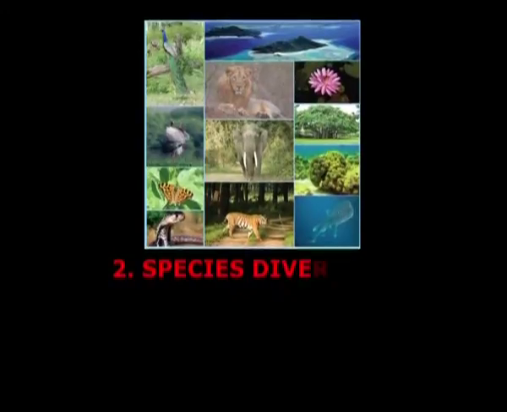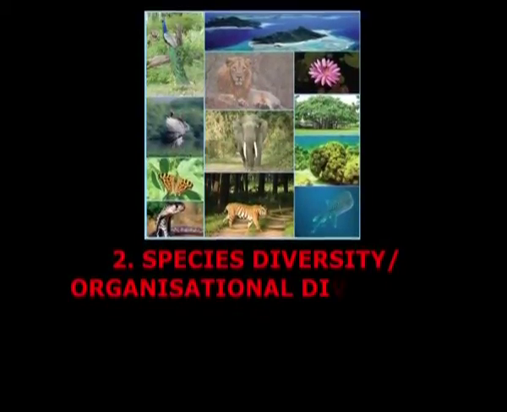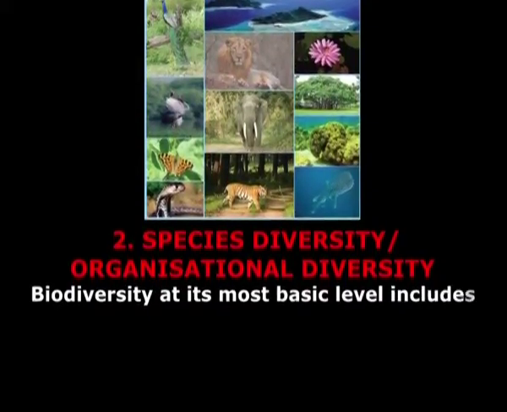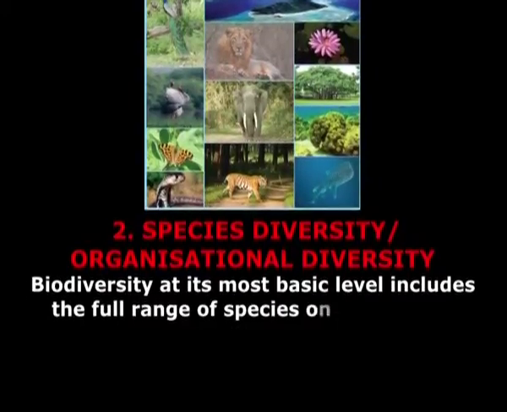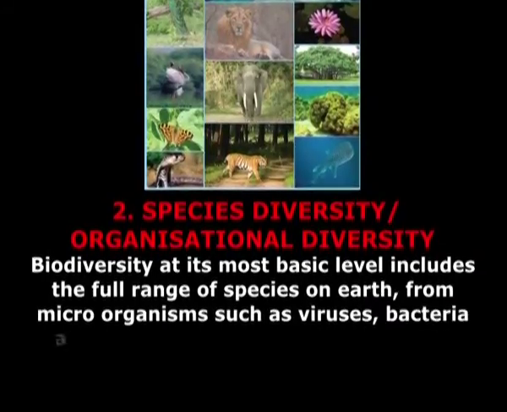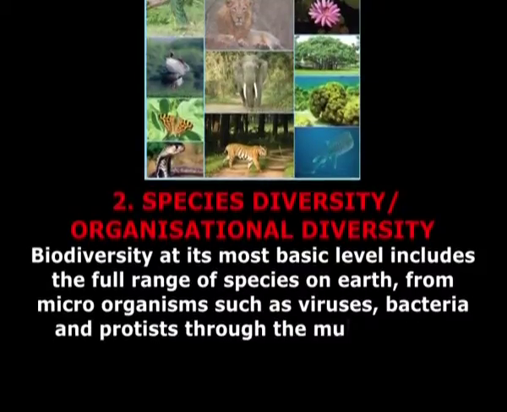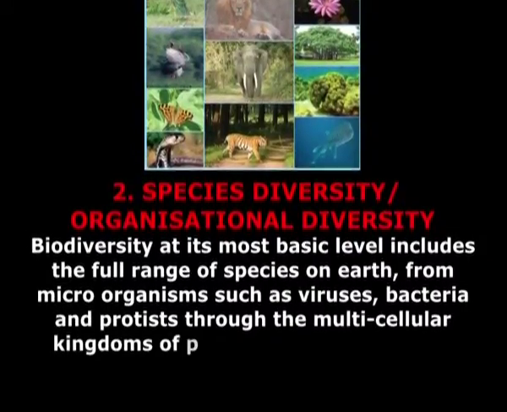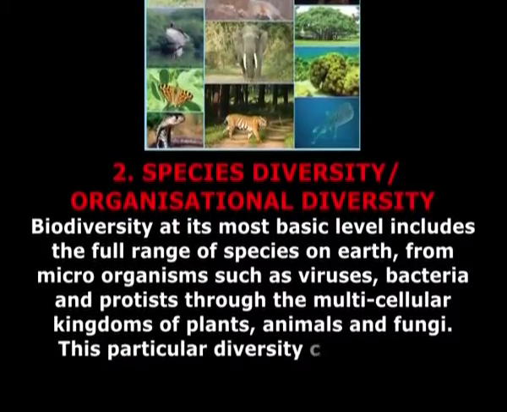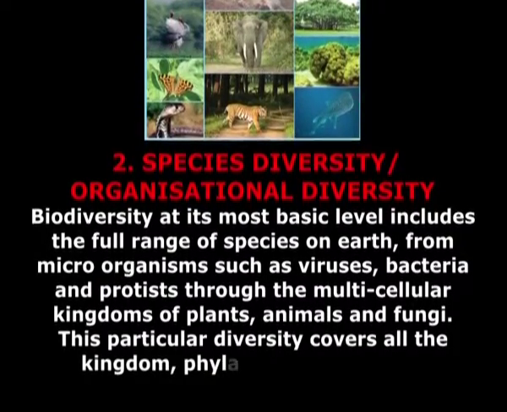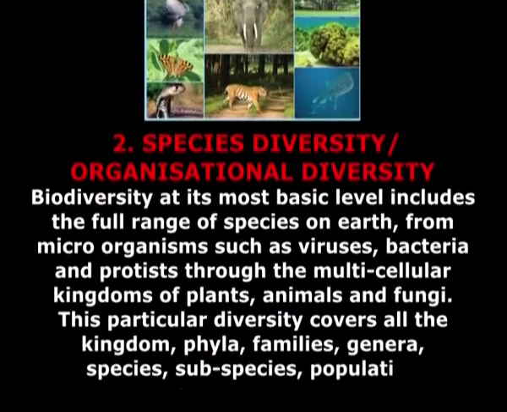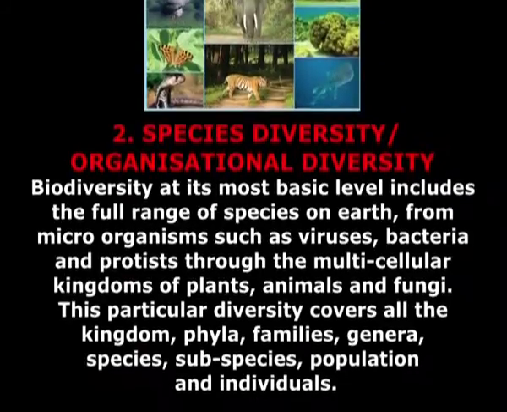Number two, species diversity or organizational diversity. Biodiversity at its most basic level includes the full range of species on Earth, from microorganisms such as viruses, bacteria, and protists through the multicellular kingdoms of plants, animals, and fungi. This particular diversity covers all the kingdoms, phyla, families, genera, species, subspecies, populations, and individuals.